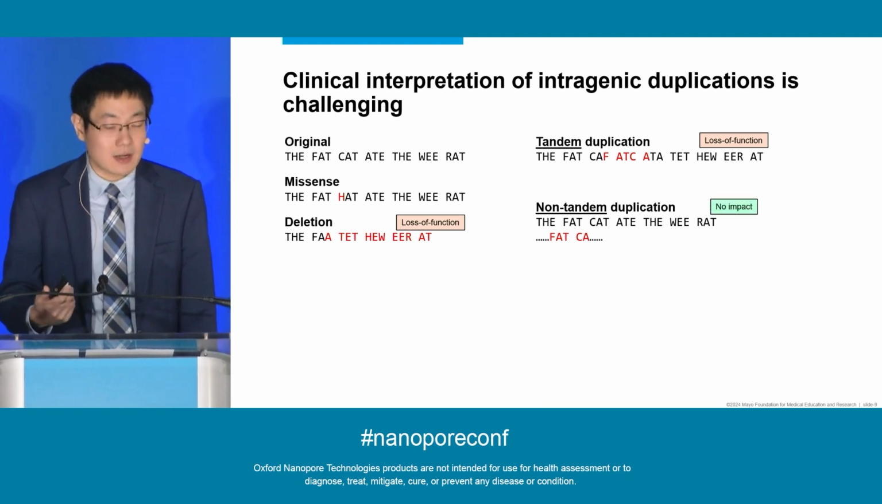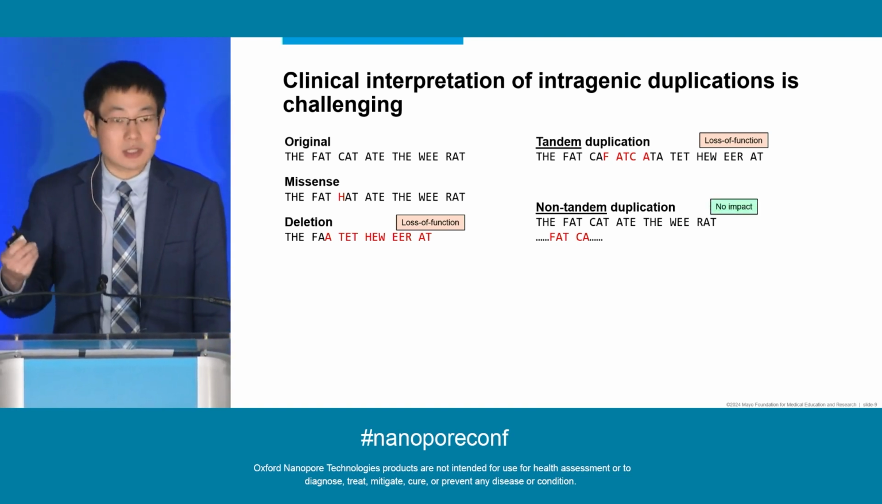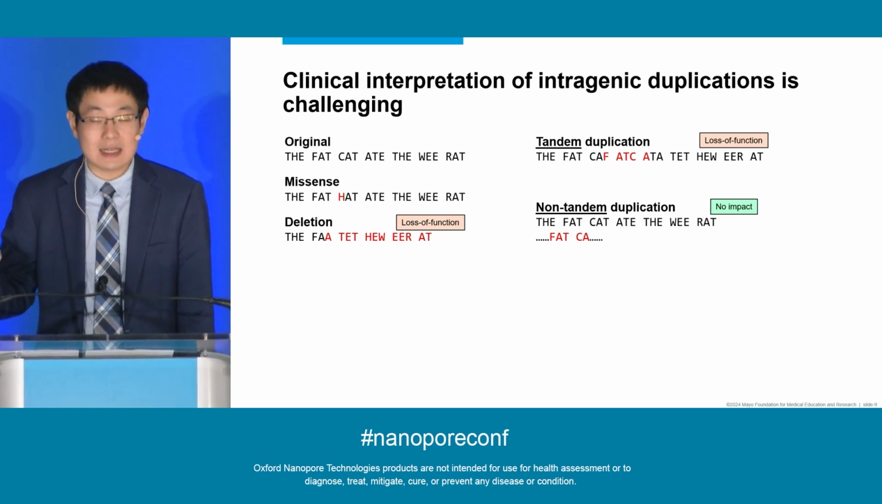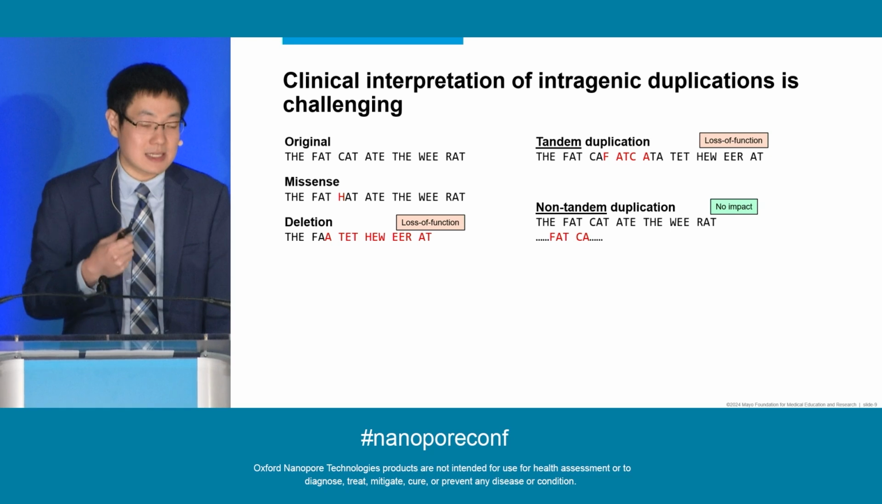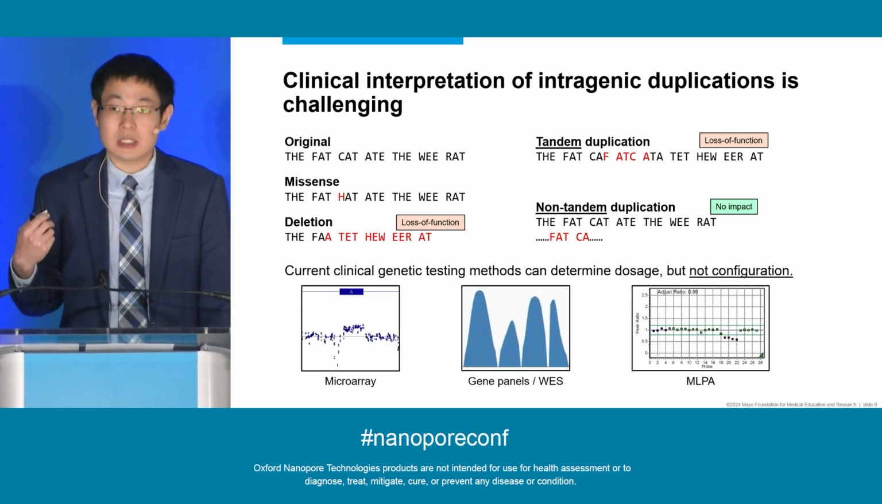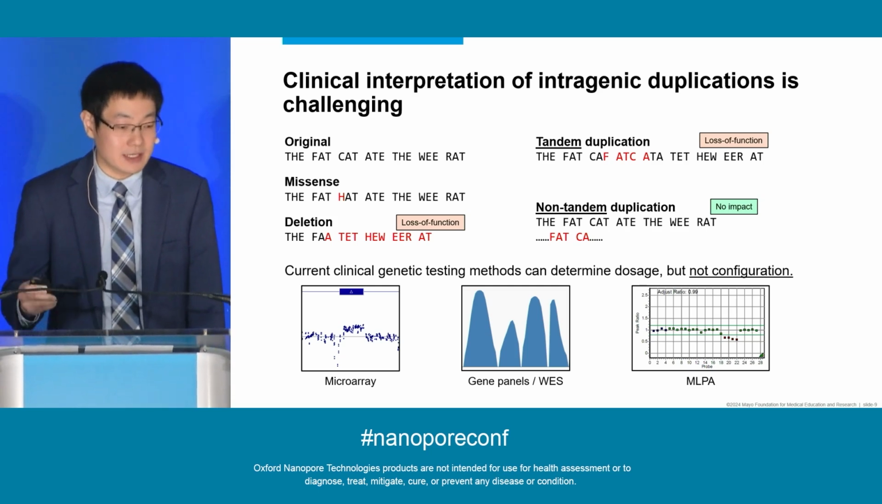On the other hand, however, a duplication can also be non-tandem, meaning that these 5 letters were inserted somewhere else in the genome, most likely in a non-coding region. And in this case, because the reading frame is intact, we would expect usually no impact to the function of the gene. In other words, this would be a clinically benign variant.